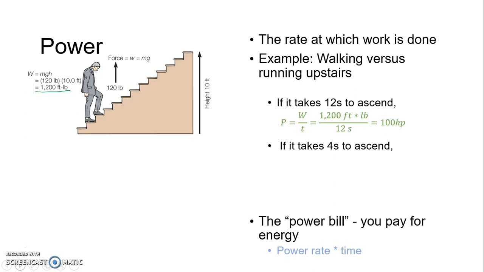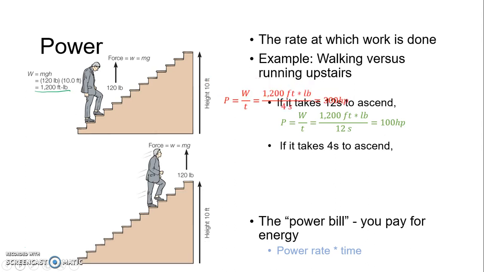Now, let's say that instead of just walking up the stairs, he decides to run up the stairs, and it only takes him 4 seconds to ascend. If that's the case, then the power is work divided by time, 1,200 foot-pounds divided by 4 seconds. In other words, he's exerting a power of 300 foot-pounds per second. He's doing the same amount of work, but he's just doing that work in less time.